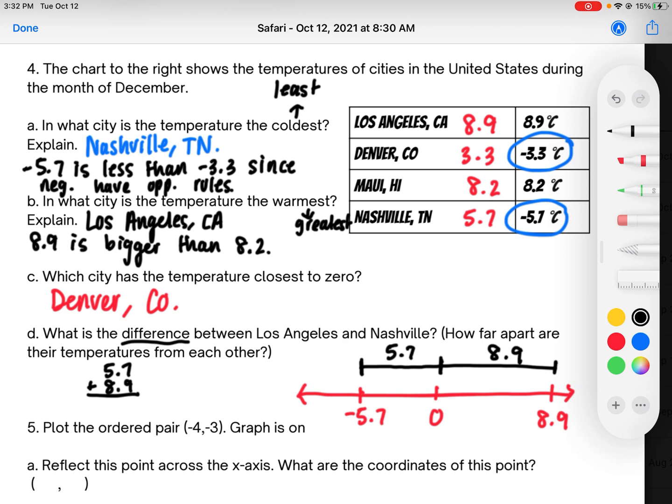So when we add, 7 plus 9 is 16, 6 carry the 1, 5 plus 8 is 13, plus 1 more is 14. That means the difference is 14.6 degrees Celsius. All right, and that is number 4.